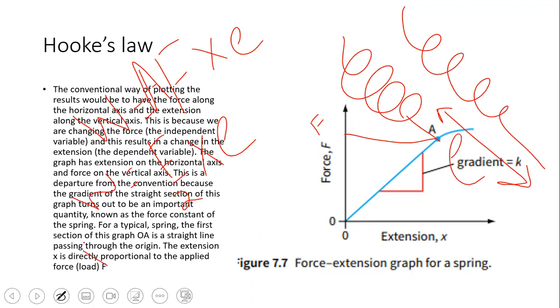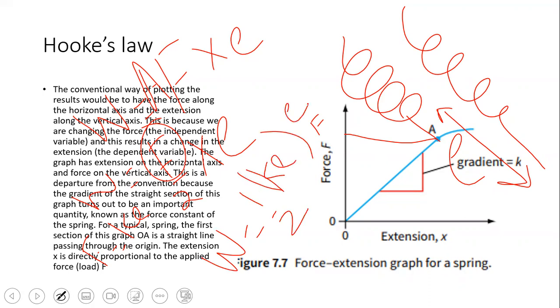Now we know force is equal to ke. We just came up with the formula. The formula for Hooke's law is force equals ke. So instead of writing down F, we can substitute ke for force. Our formula becomes work done is equal to half ke multiplied by e. And the total formula becomes work done is equal to half ke squared.